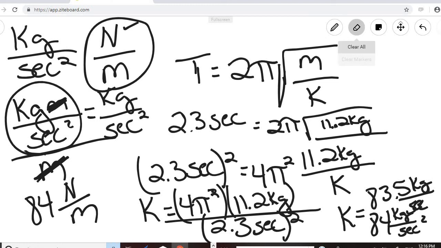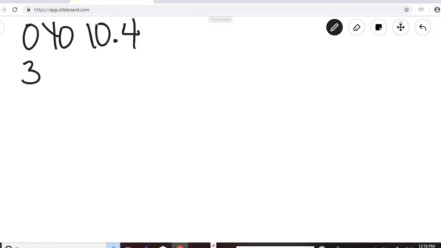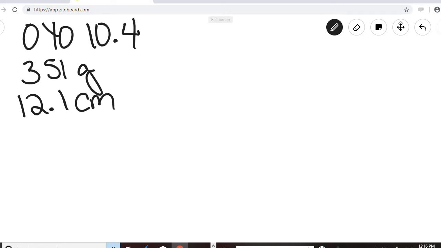Okay, let's go ahead and do the on your own 10.4. And in this problem, we have a 351 gram mass, and a certain spring stretches 12.1 centimeters. If the mass is pulled down 5.1 centimeters, and then it's released, then what will be the period?